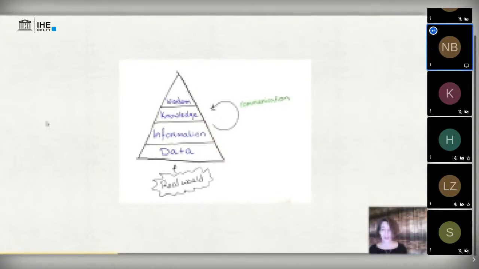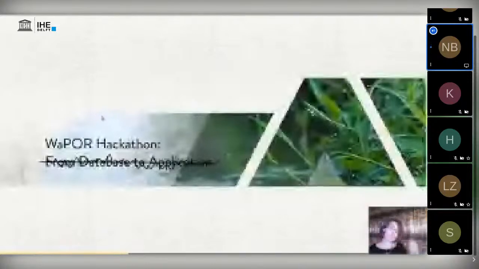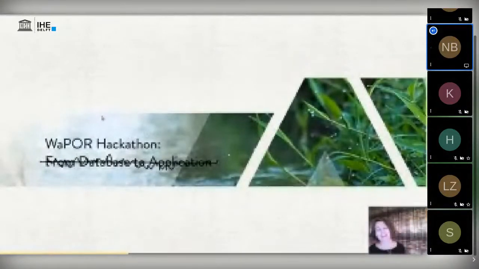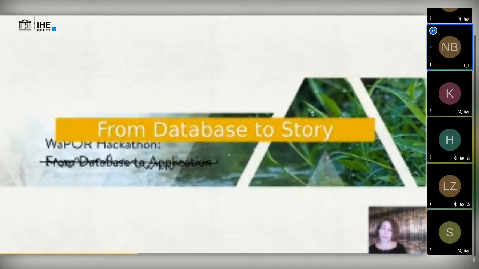And we can increase knowledge. So I actually want to propose a slightly different theme for this hackathon, at least for this talk. And I want to challenge you this week to not focus on going from database to an application, but to see if we can go from database to story.